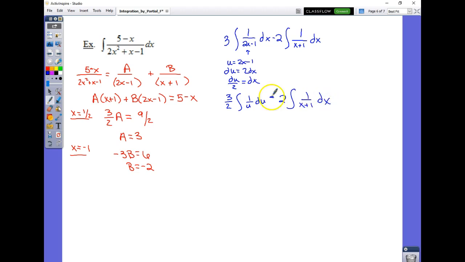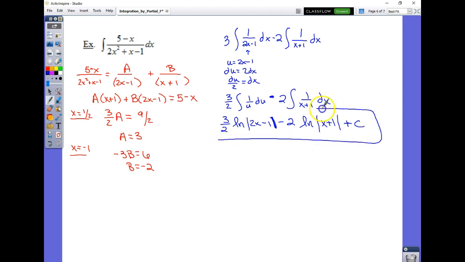Again, I'm not worrying about this term because this is a fairly straightforward u sub. If we take the u sub here, this becomes 3 over 2 natural log of u, but we said u is 2x minus 1. This is minus 2 natural log of x plus 1 plus c. And we would close out the problem.